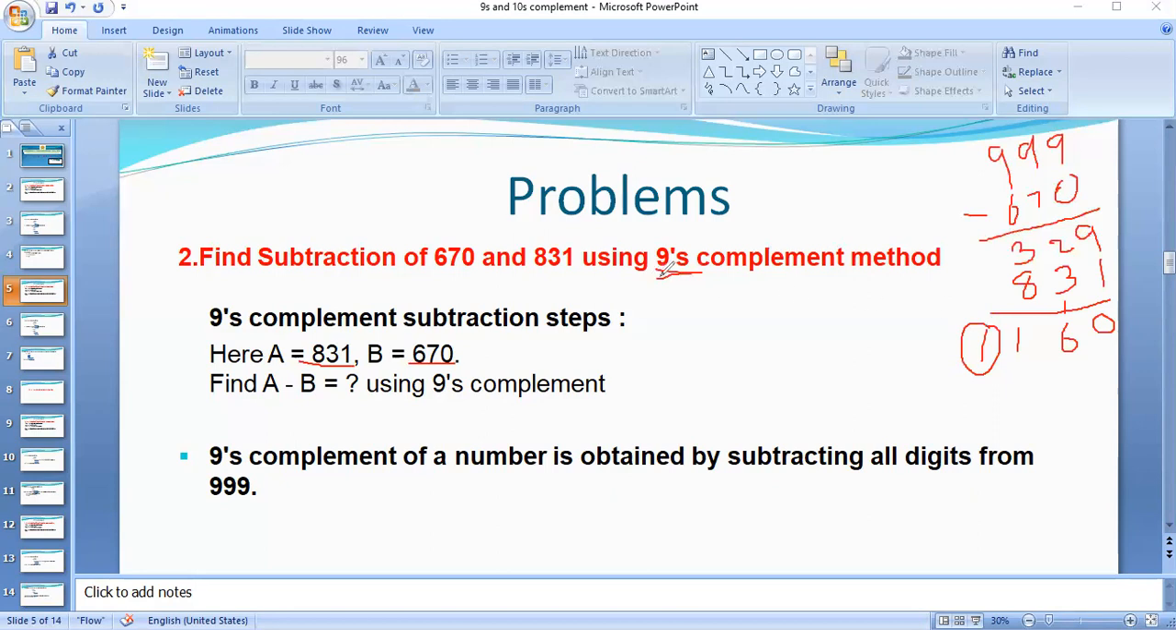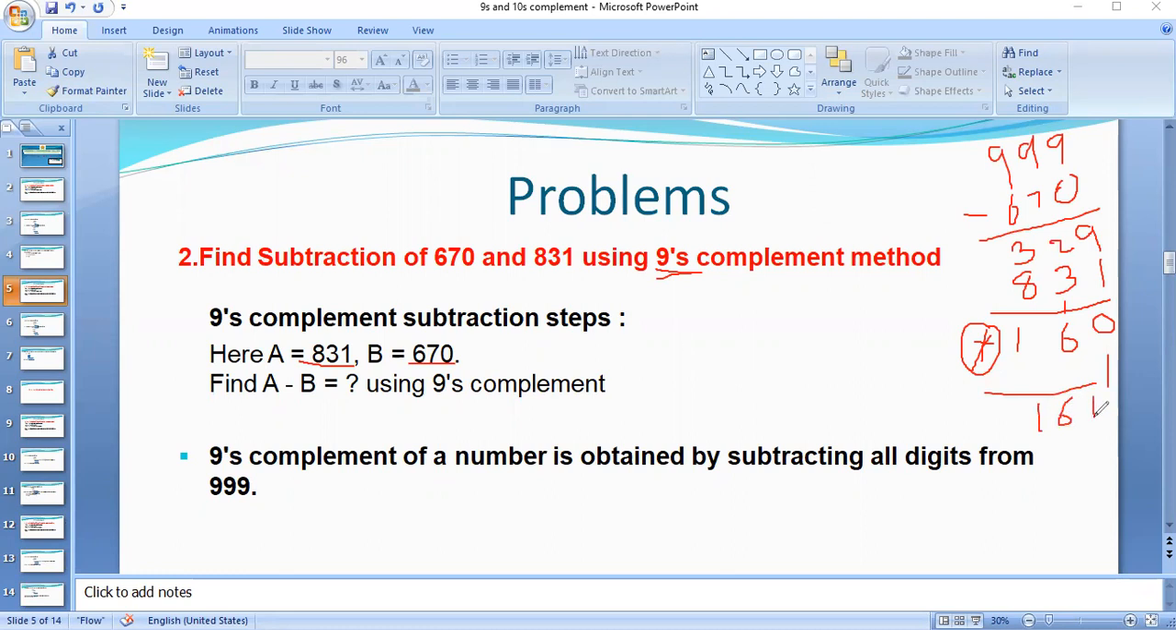So in 9's complement, that means r minus 1's complement. In the r minus 1's complement method, what we have to do is add the end carry to the LSB. After adding this end carry, what will we get? We will get 161 as the result.